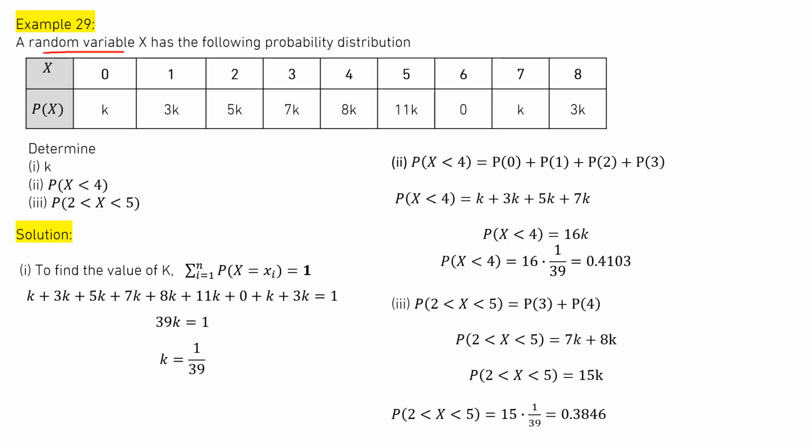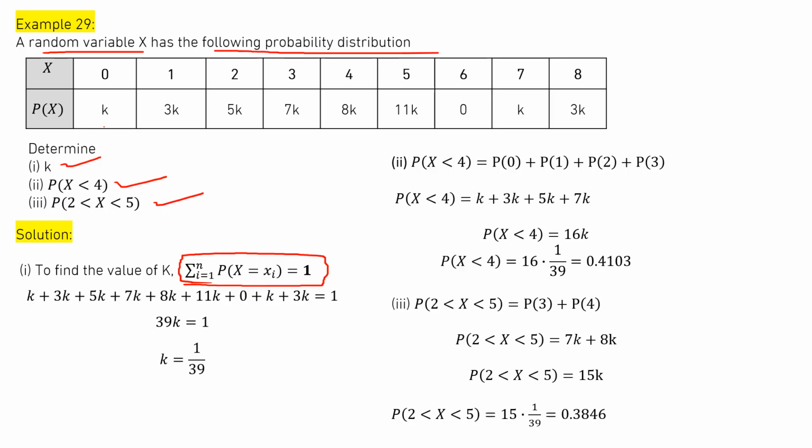A random variable x has the following probability distribution. We have to find the value of k, P of x less than 4, and probability of 2 less than x less than 5. Since they say it is a probability distribution function, we assume that the first condition is true. What is your first condition? All the probability values greater than or equal to 0. What is your second condition? The sum of all the probability values is equal to 1.